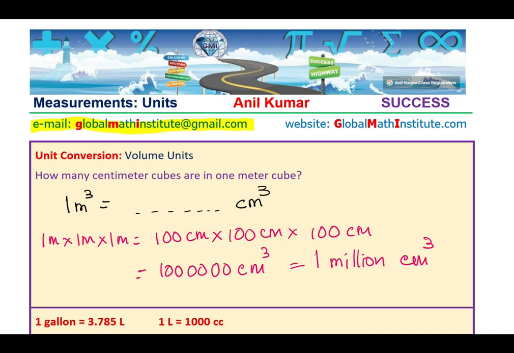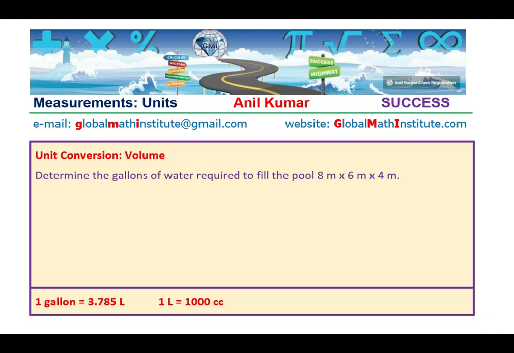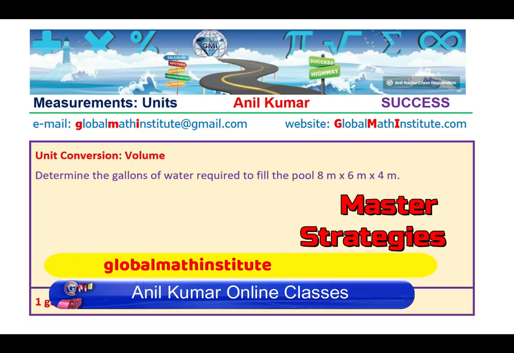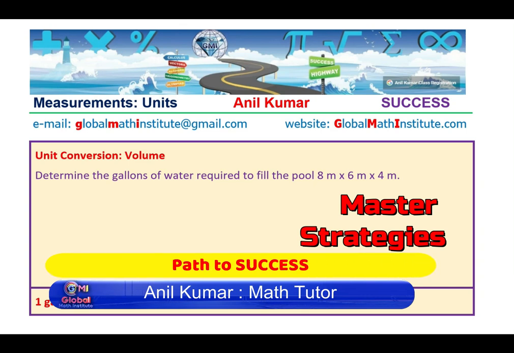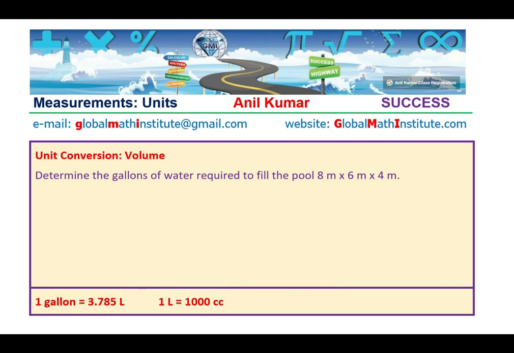Perfect. Let's move on and take up application questions. So, when it comes to volume, talking about capacity, right? So, here's a very interesting question. Determine the gallons of water required to fill the pool 8 meter by 6 meter by 4 meters. How do we convert meter cube into gallons? That is what we are going to see now.